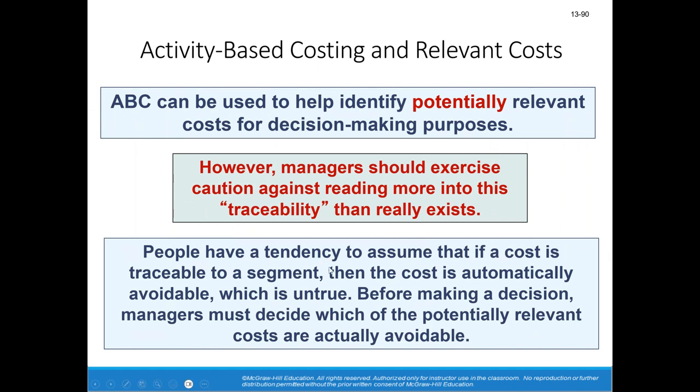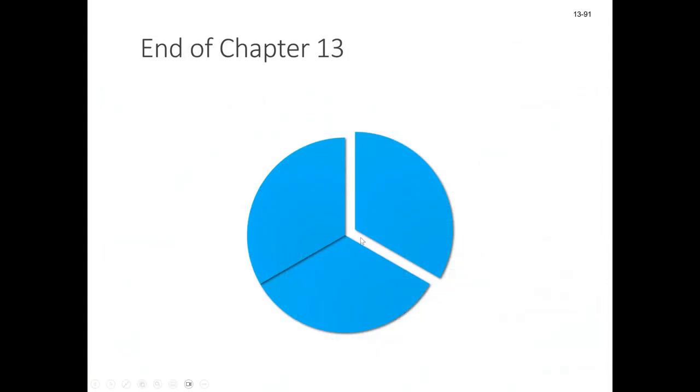People have a tendency to assume that if a cost is traceable to a segment, then the cost is automatically avoidable, which is untrue. So that is chapter 13, and it's really useful. You can see that these are real life, real company decisions. But the importance here is that you're only looking at the difference. What would be the difference in revenue, and what would be the difference in cost? What are the true costs that would be eliminated if we were to eliminate a division? And what are the costs that we would incur if we added another product?